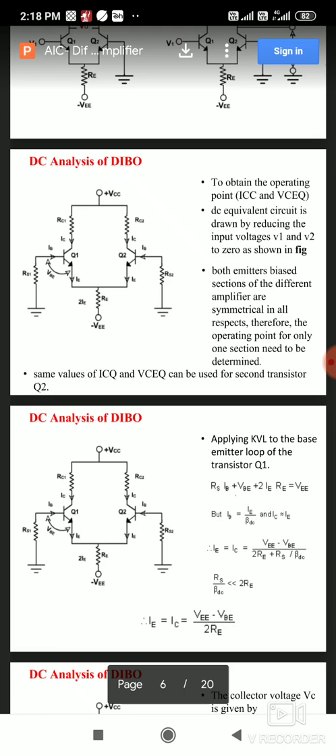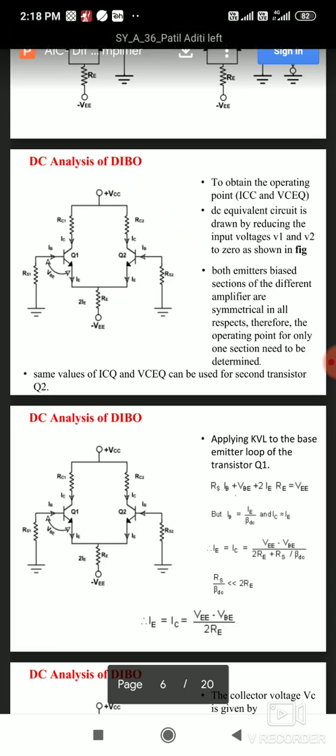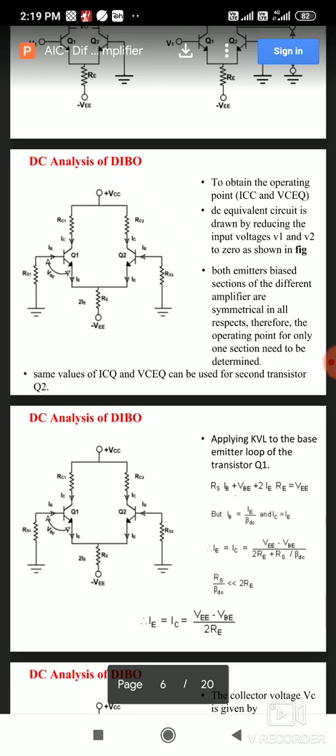And between them you decide the operating point. So the operating point plays a very important role. The operating point will be decided by the biasing circuit. So why is the biasing circuit needed? Why is biasing required?